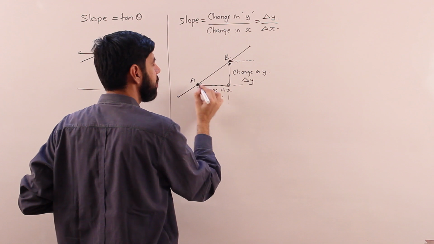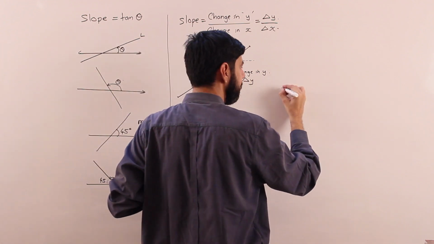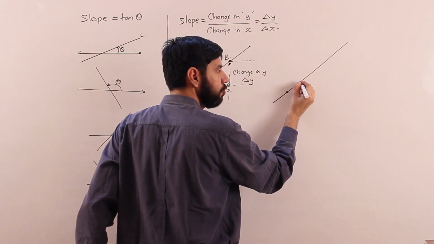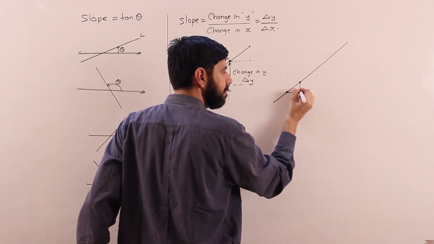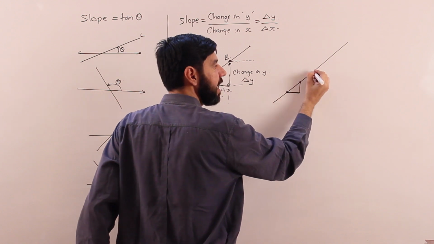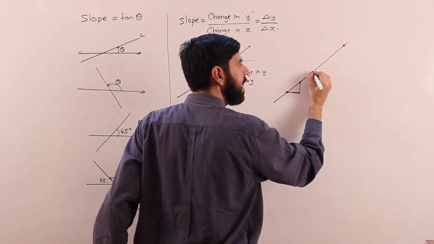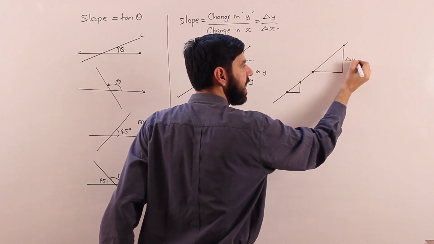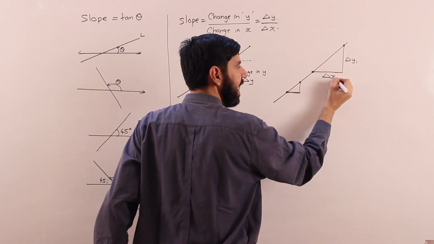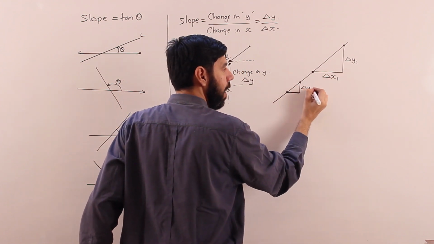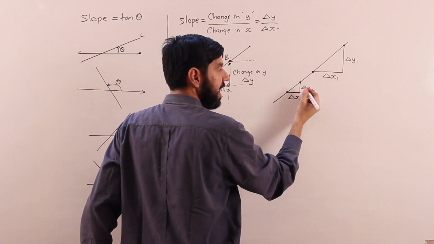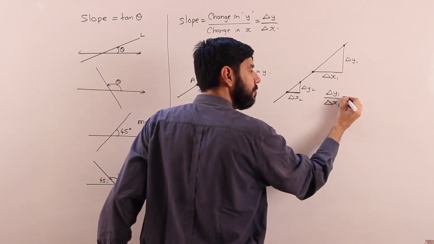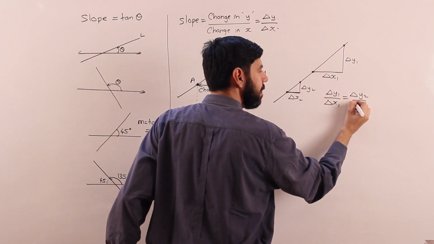This is typically denoted by this sort of triangle. And let me point out, it really doesn't matter which 2 points you take. If you take 2 points which are very close, this will be denoted by the slope. If you take 2 points which are very far apart, doesn't matter. You are going to get the same slope. So let me say this is delta y1, delta x1. If this is delta y2, delta x2, then what we'll have is delta y1 by delta x1 will be equal to delta y2 by delta x2.